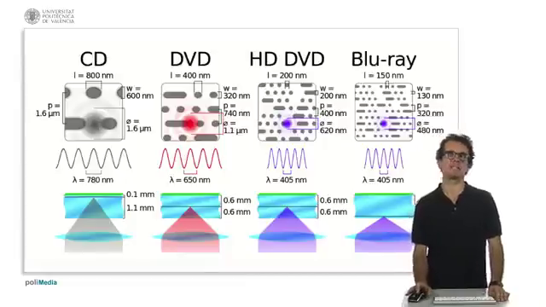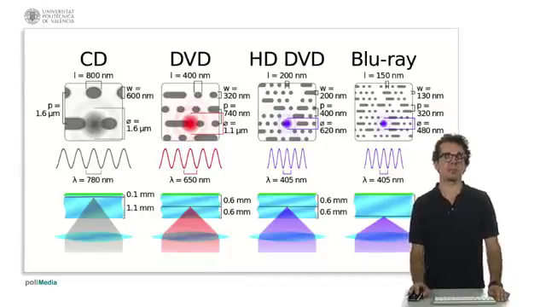Differences between the capacities are due to the size of the pits, which depend on the wavelength of the laser being used. A shorter wavelength allows smaller pits, so we can write more zeros and ones in the same physical space.